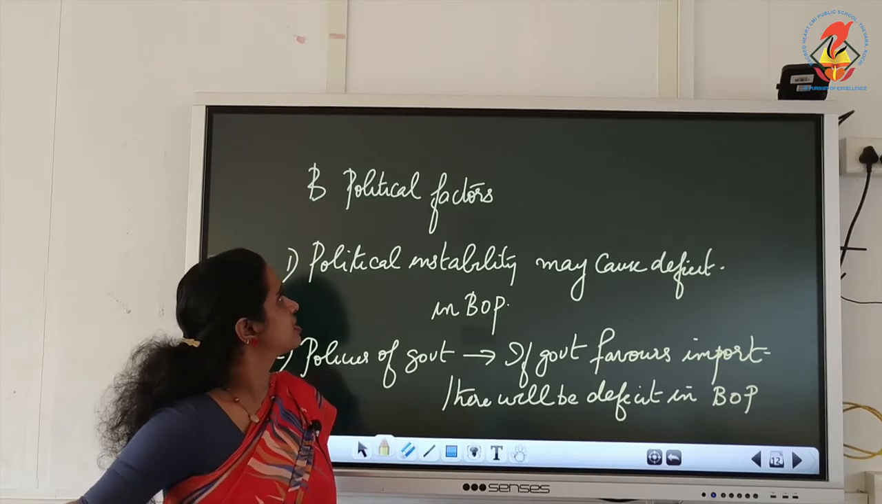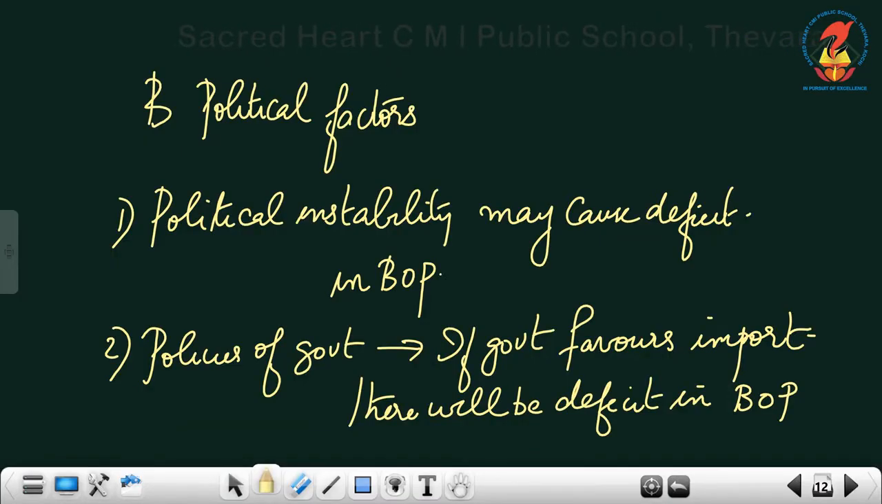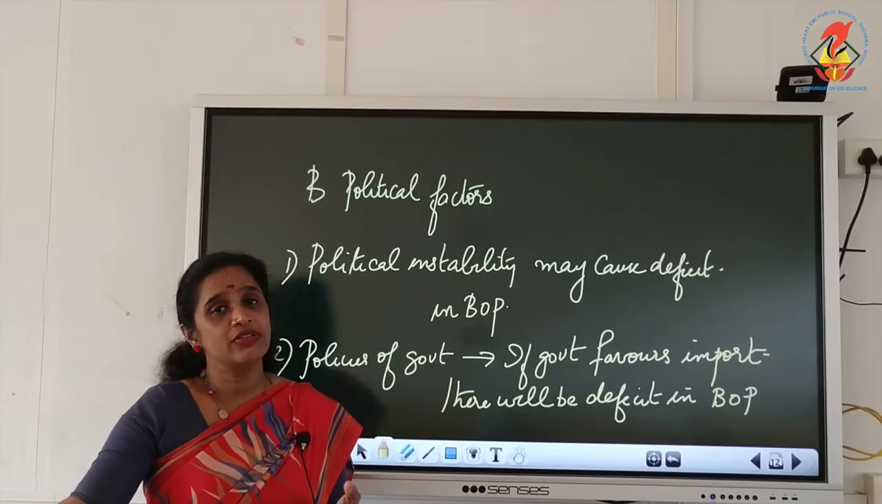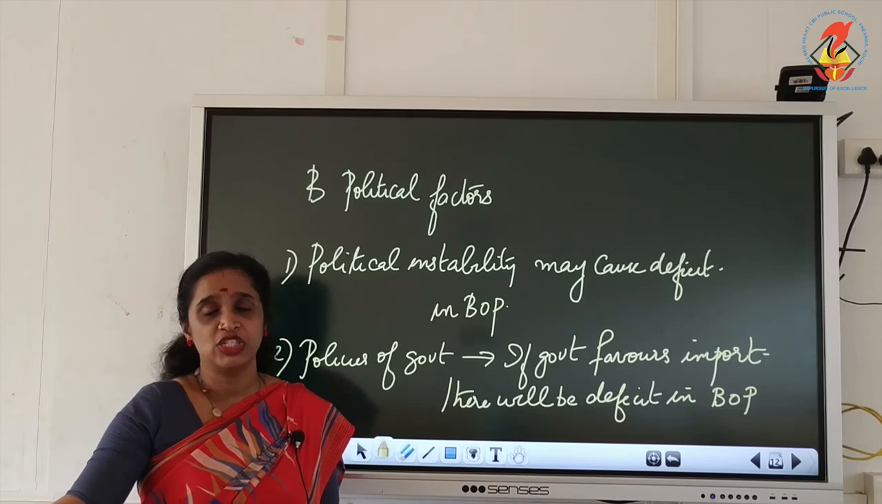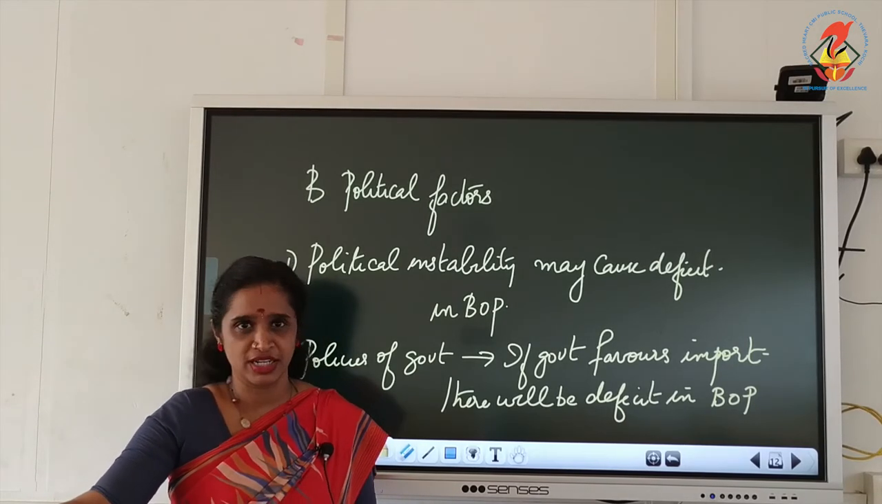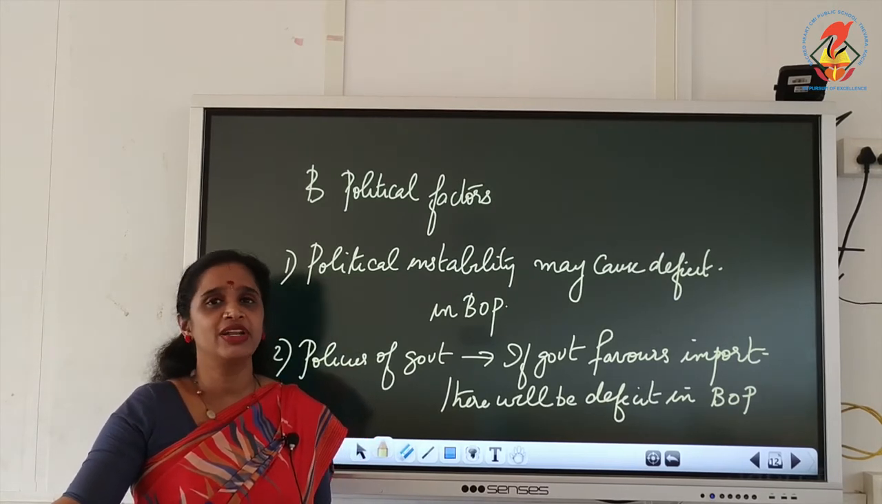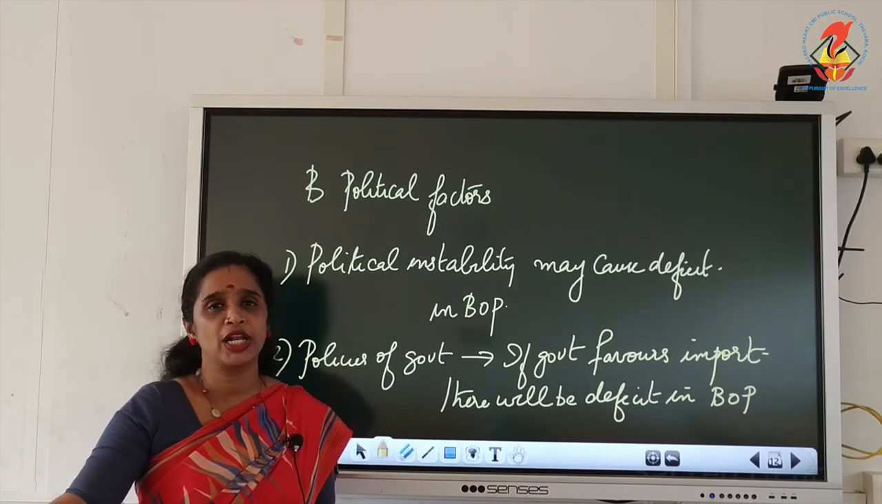What is the next factor? Political factors. What are the political factors? The first one, political instability. Political stability always depends on the ability of the government to run the country properly. If there is any political instability, which means what? The measures taken by the government are not apt for the country. So, if there is any political instability, it definitely will lead to a deficit in the balance of payment.